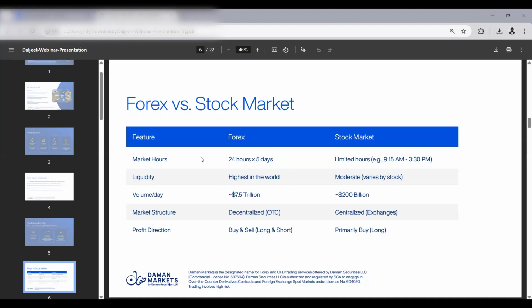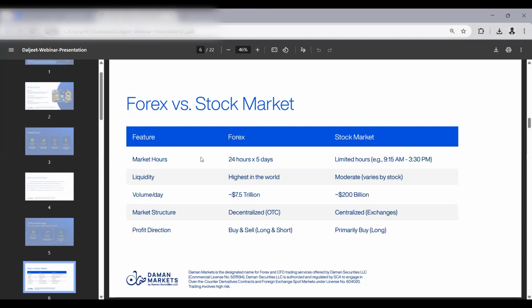Volume per day, as I've already explained: the daily turnover of the forex market is $7.5 trillion, whereas for the stock market it is roughly around $200 billion. So there is a drastic advantage in volumes. Where there are volumes, people can get more profit. There is always an opportunity to create more profits when volume trading is happening, whereas in the stock market there is always limited volume trading.